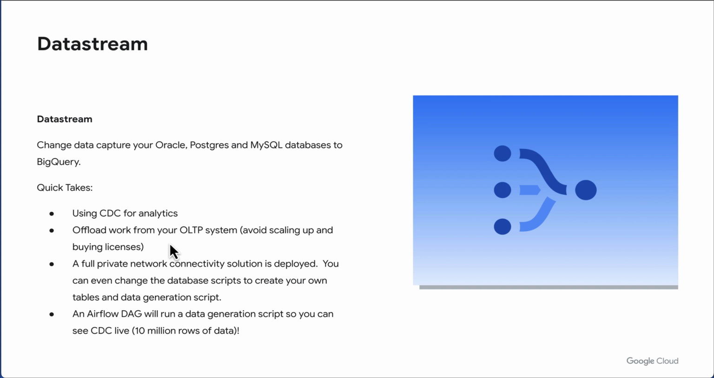so we can do analytics in the cloud. So this was deployed with a private network, and we will also go through the data generation. So we have 10 million rows of change data capture, so we have plenty of data to see how it flows to BigQuery.